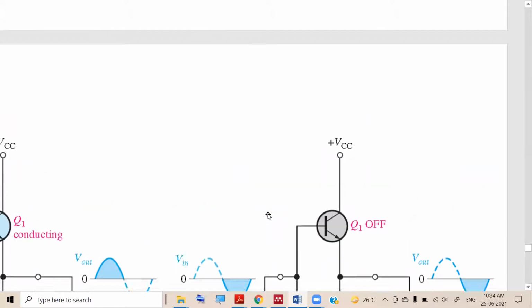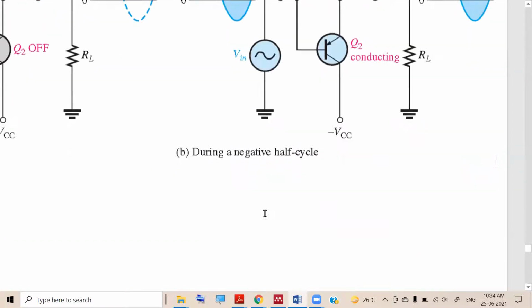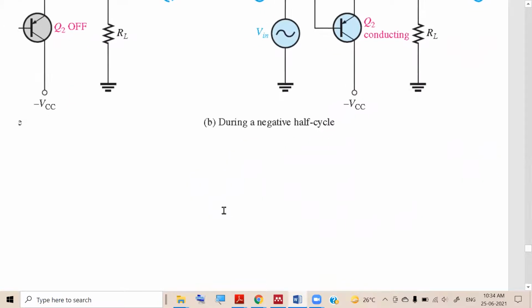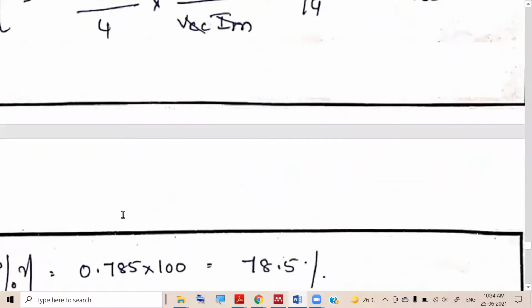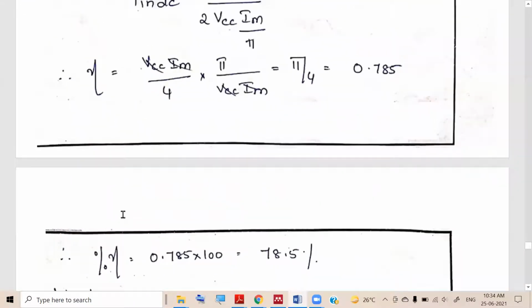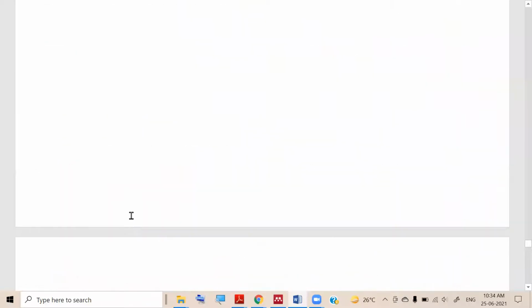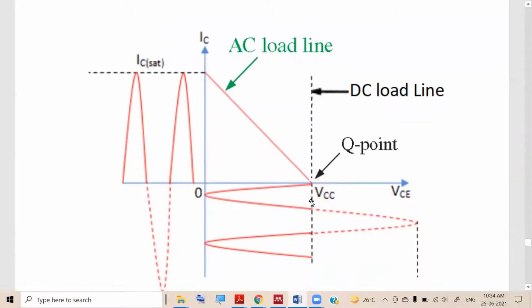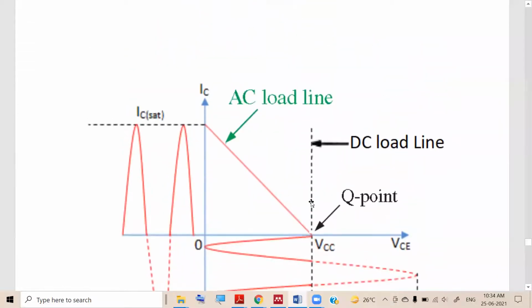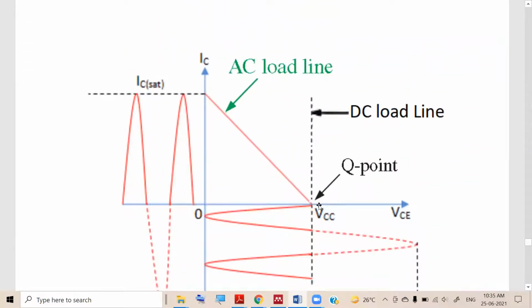Now, all this we have seen. I am explaining again so that it becomes very easy for all of you. And also we have seen that we are operating here at the cutoff. This particular graph is only for transistor T1. We are operating here.